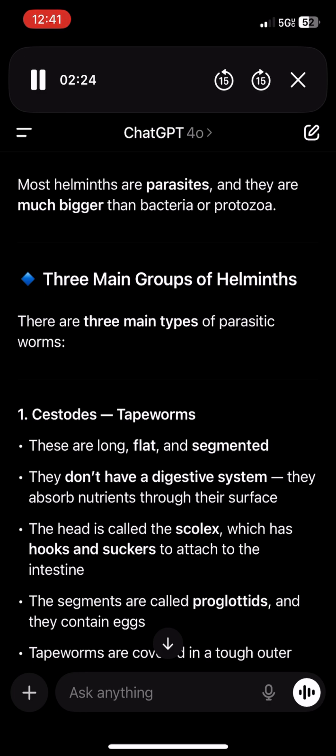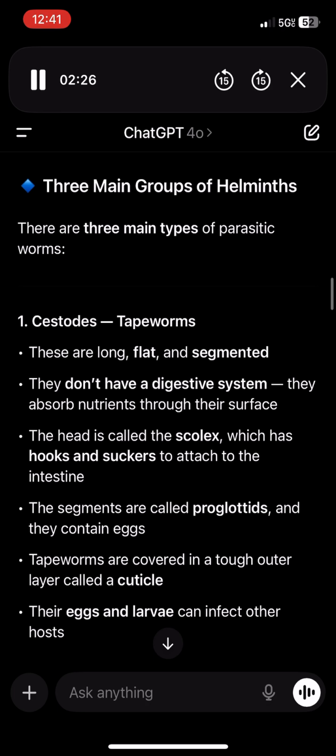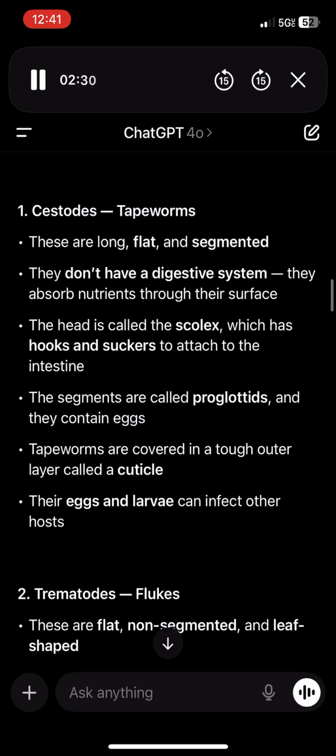Three main groups of helminths. There are three main types of parasitic worms. 1. Cestodes, tapeworms. These are long, flat, and segmented. They don't have a digestive system. They absorb nutrients through their surface.